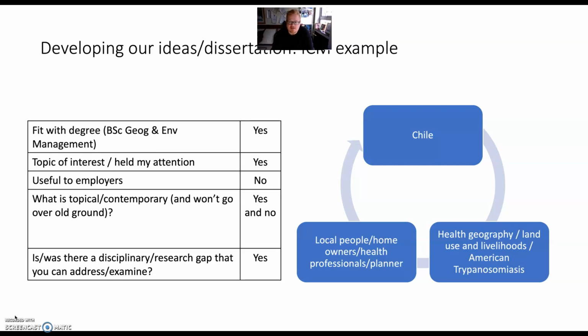Except maybe in situations where the issue or the stakeholders and the place are intrinsically linked together. Now, in terms of some of the other questions that we talked about last Monday, did this project fit with my degree? Yes, I did a BSc in Geography and Environmental Management, so this link between land use, societal change and environmental health was aligned there. The topic did hold my interest.